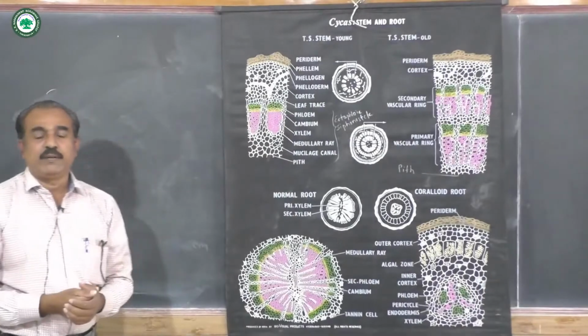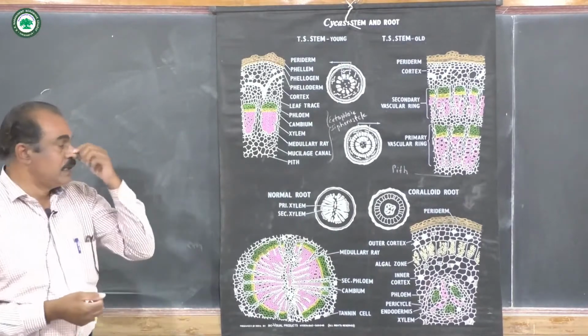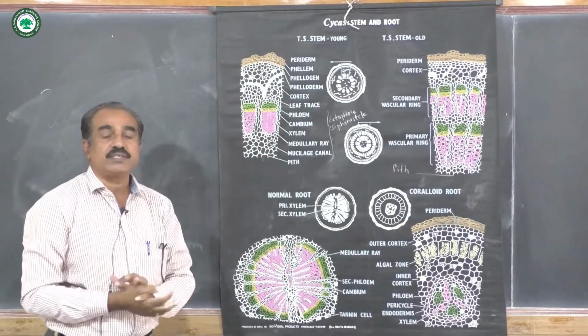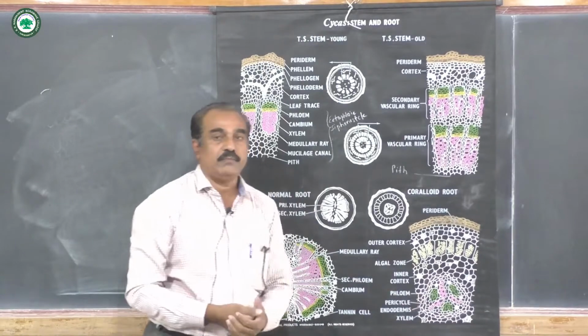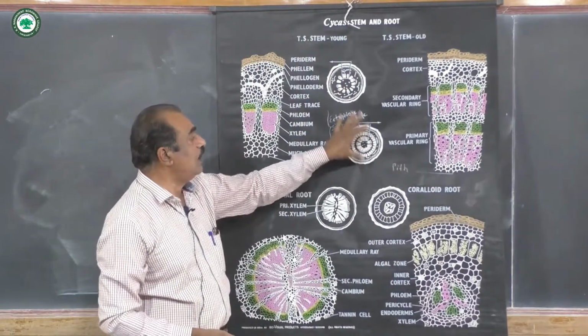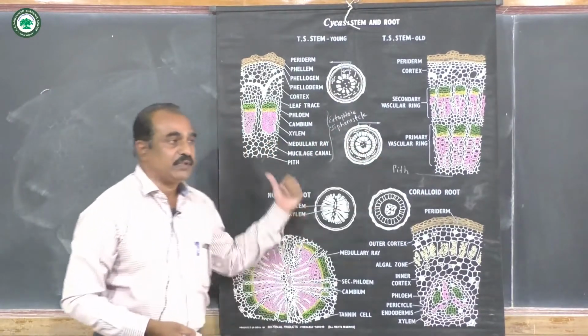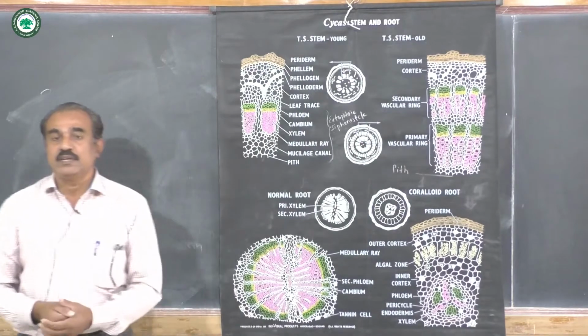Now these are the two different figures of the two different age groups of the Cycas plant. So this is first the young stem TS, and this is the old stem TS. This is the outline of the young stem TS, and this is the outline of the old stem TS, and these are the cellular details of the young and old stem TS respectively.